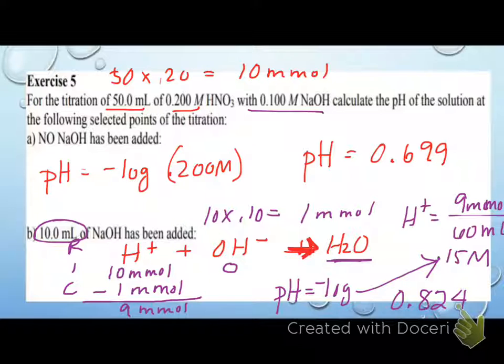10 milliliters of base times 0.10 concentration of base gave me 1 millimole of the hydroxide. 10 times 0.10 is 1. Volume and molarity, so when you multiply, there's your molarity, there's your volume. But I think what Muhammad is trying to ask is why 10 times 0.10 is 1. I'm going to move on.